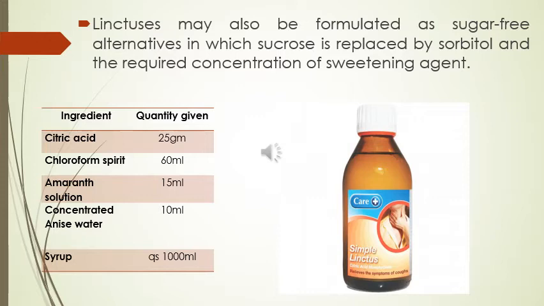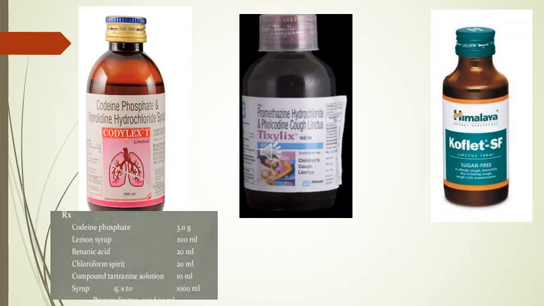This is a simple Linctus which is marketed and the formula is given. This we have already prepared in our lab. So the formula is citric acid, chloroform spirit, amaranth solution, concentrated anise water and syrup. This slide shows a few marketed preparations. One is codeine phosphate Linctus, and then next is promethazine and folcodeine cuff Linctus, and last is Coflate SF. SF stands for sugar free.